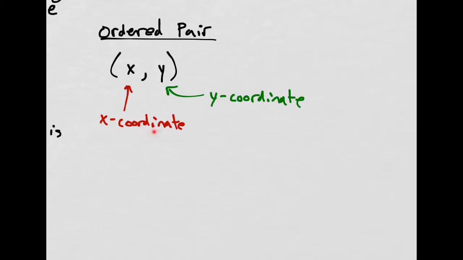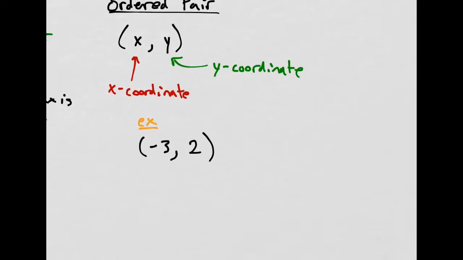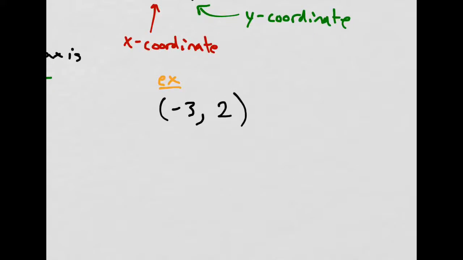An ordered pair is a grouping of two objects. First, we have the x-coordinate. That comes first. Always the x-coordinate comes first. It's alphabetical. X comes before y. And then we have the y-coordinate. The y-coordinate always comes second. A short example is (-3, 2). The x-coordinate is -3. The y-coordinate is 2.